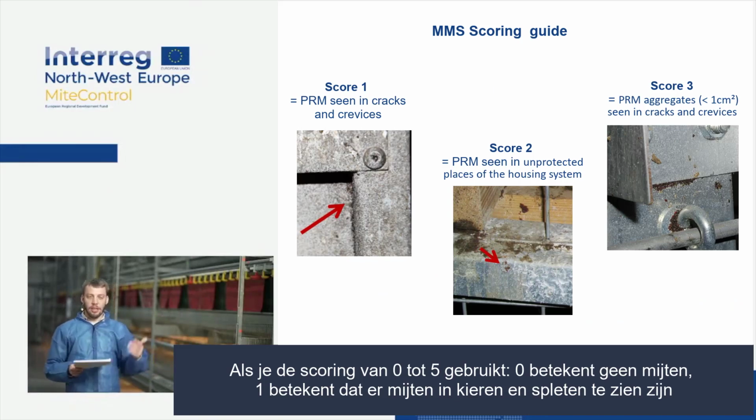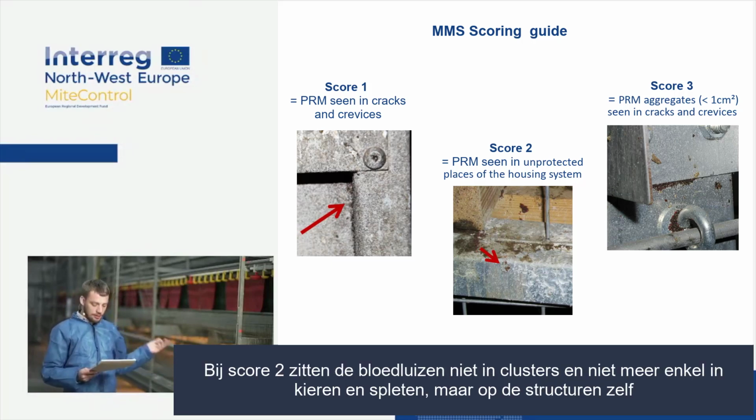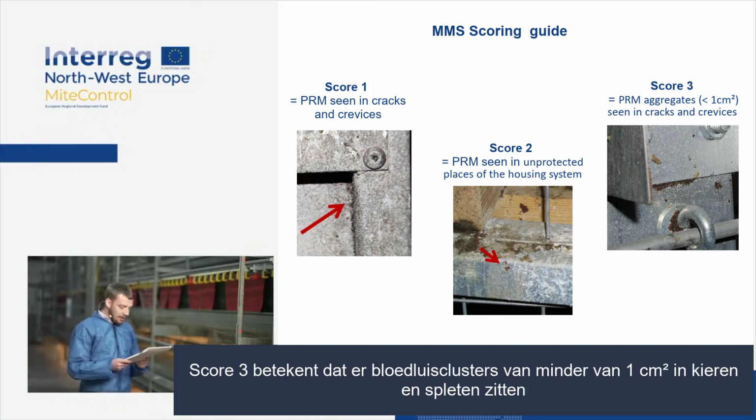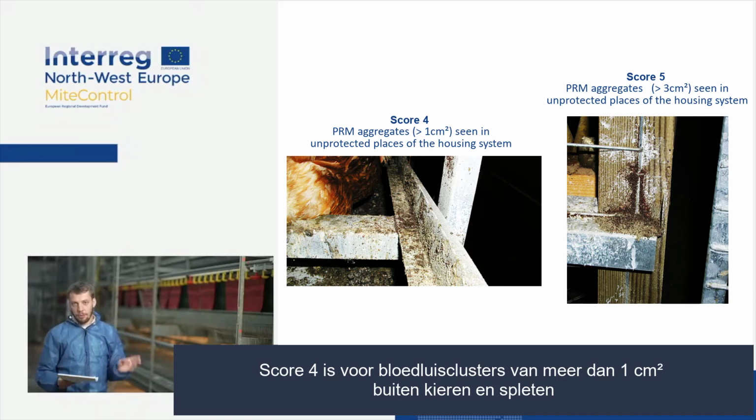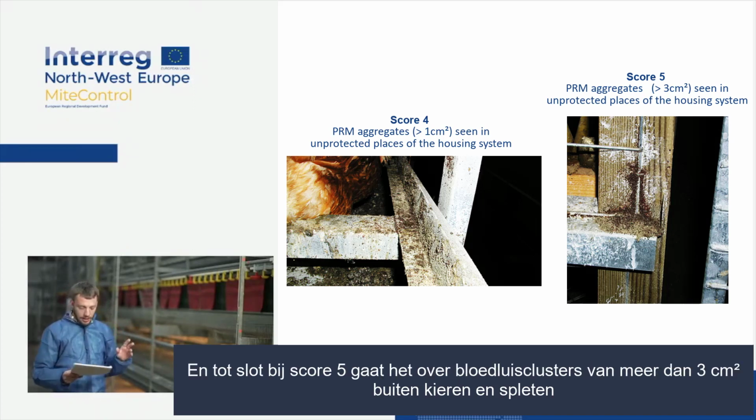So if you take the scaling score, 0, there aren't any mites. 1, you have mites that are in cracks. Then 2, you have mites that aren't aggregates, but on the system and not in cracks. Then you have the score 3, where it's aggregates of less than 1 square centimeter that are in cracks. 4, it's aggregates that are more than 1 square centimeter outside of cracks. And finally, 5, it's aggregates that are more than 3 square centimeters out of cracks.